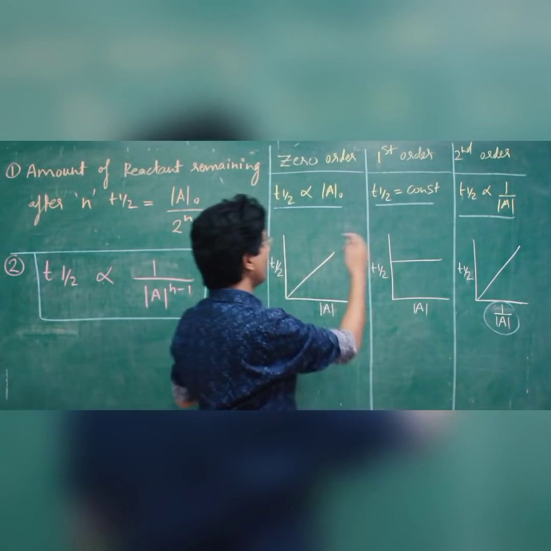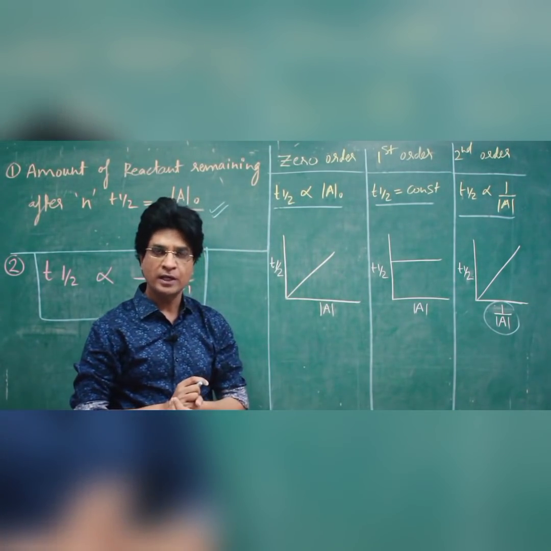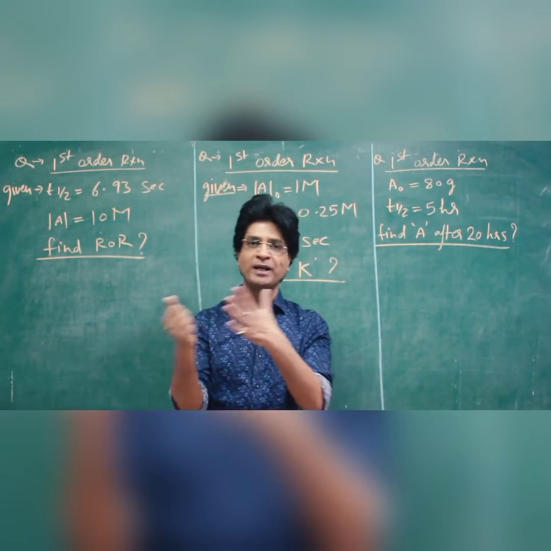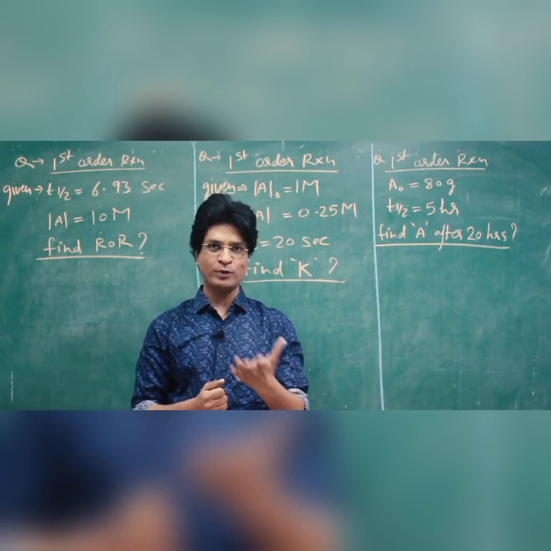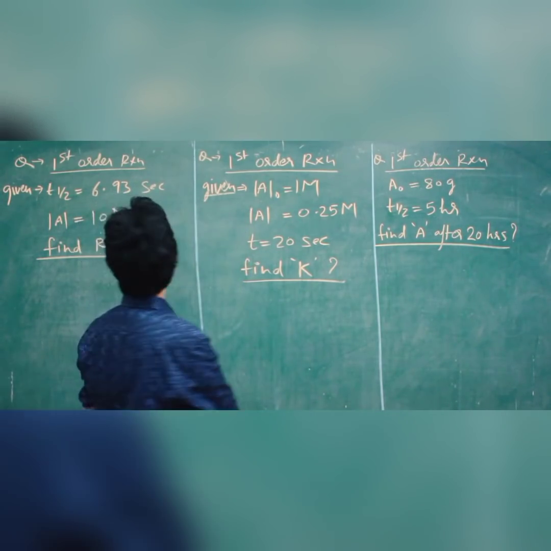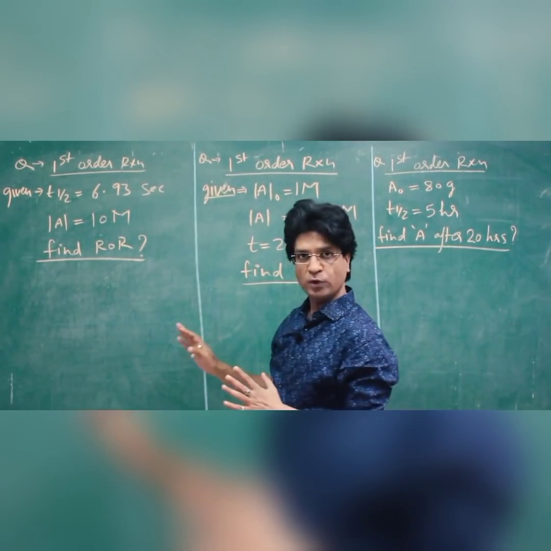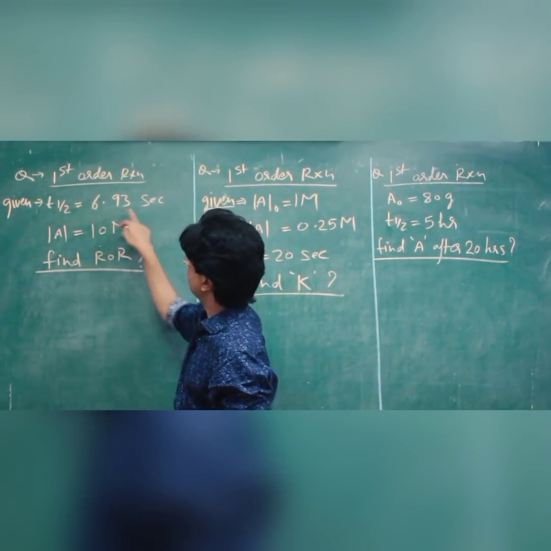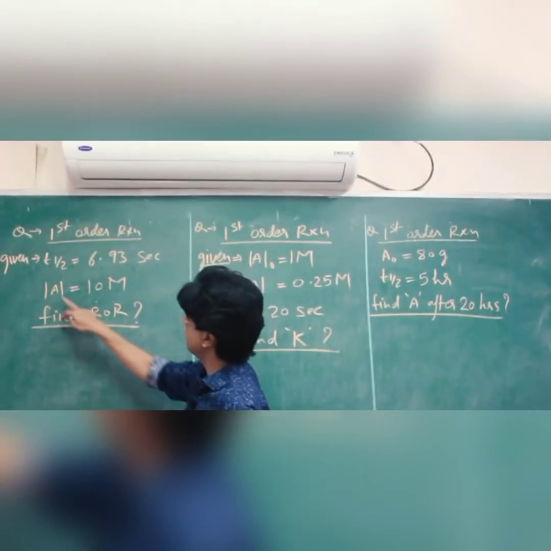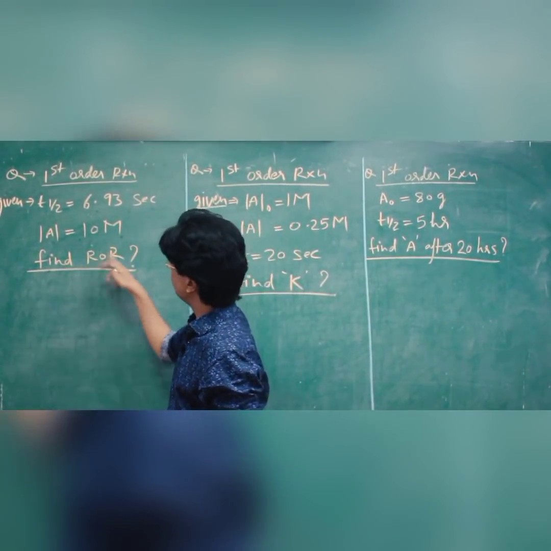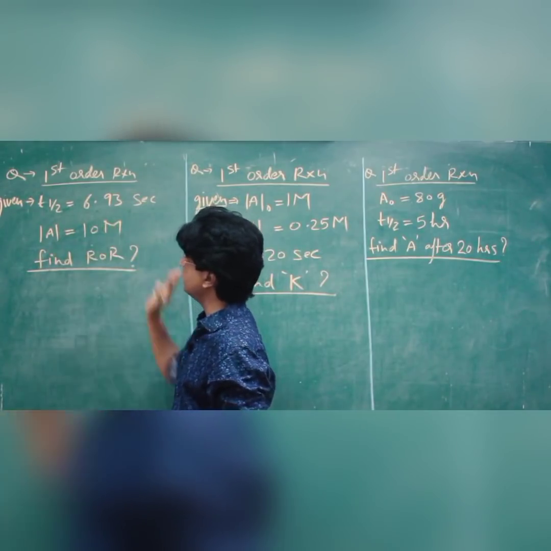Now let's see how to apply these formulas in solving questions. So students, let's see how to apply the concept of half-life in the questions. The first question is for first order reaction. All these three questions are for first order reaction. They have given you half-life as 6.93 seconds. They have given you the amount of A, 10 molar. They are asking to find the rate of reaction when the amount of A is 10 molar.